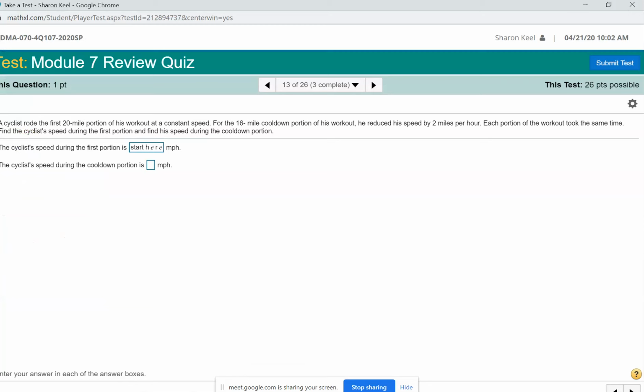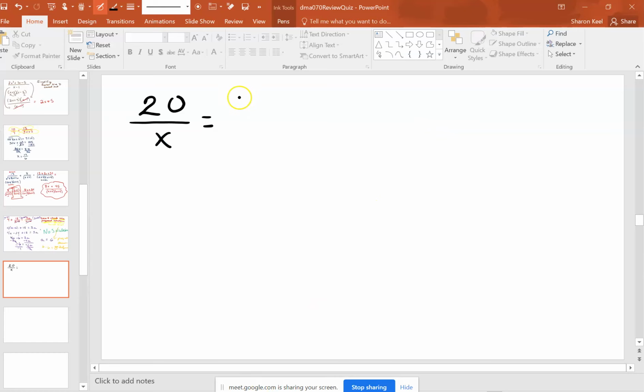For the cool-down portion, it was 16 miles and he reduced his speed by 2 miles per hour. So miles are on top, the speed is on the bottom. So if he reduced it by 2, we would take the constant and subtract 2.